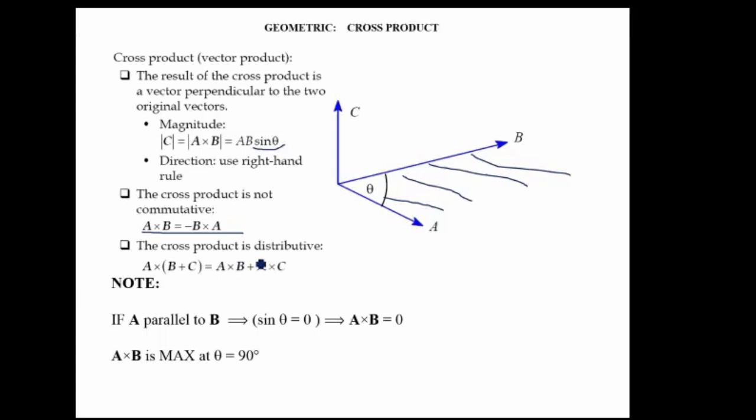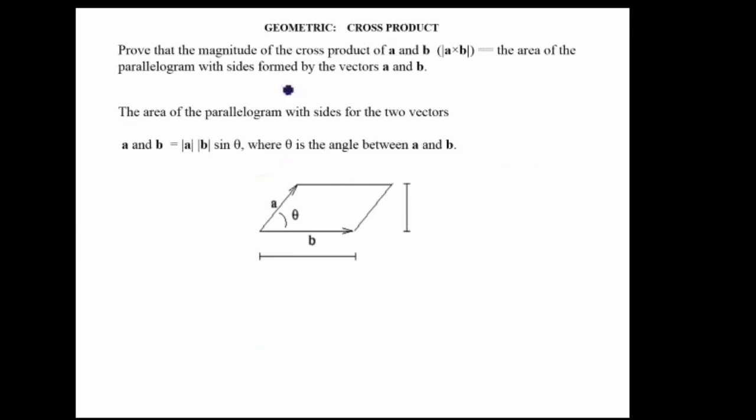The cross product is distributive. You have A cross times a sum, B plus C. Then you can distribute that so that it's A cross B plus A cross C. Notice that if you have A parallel to B, as you go towards 0 degrees, sine of theta goes to 0, and the cross product goes to 0. A cross B is a maximum at theta equals 90 degrees, where of course the sine of theta goes to 1.